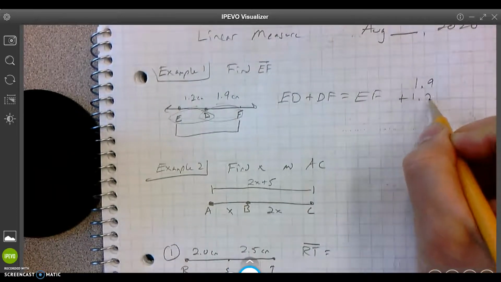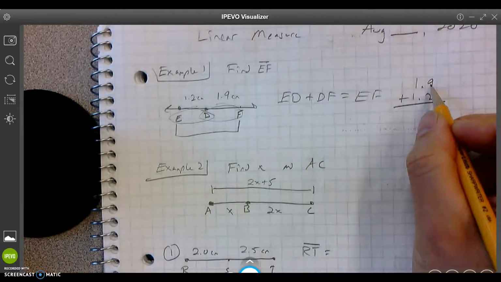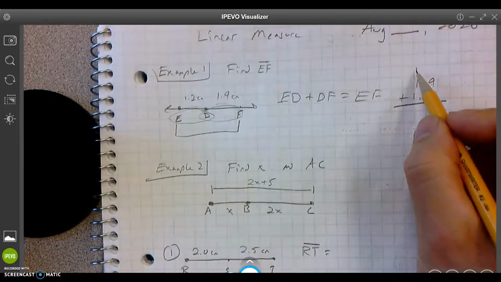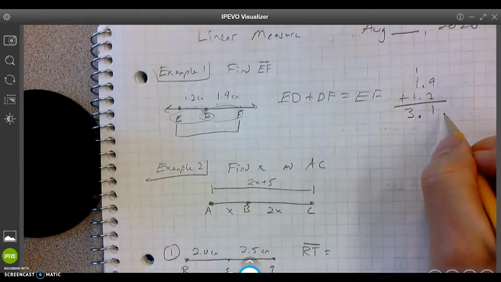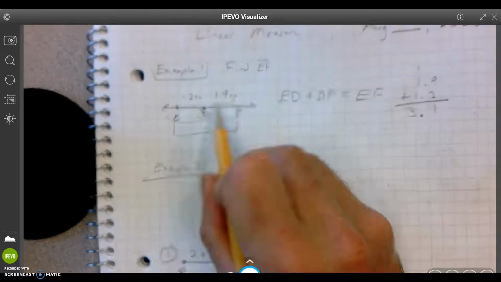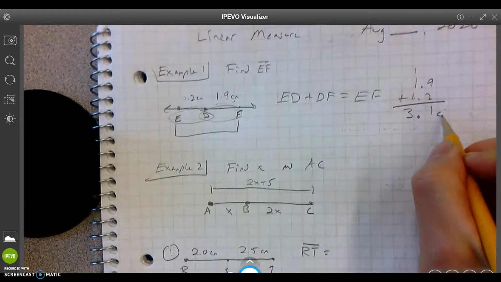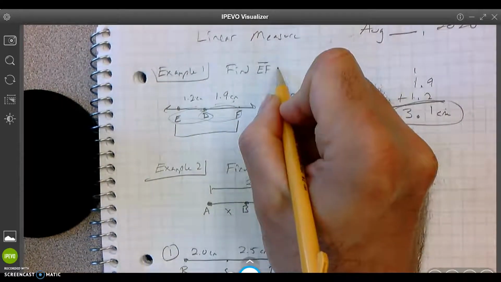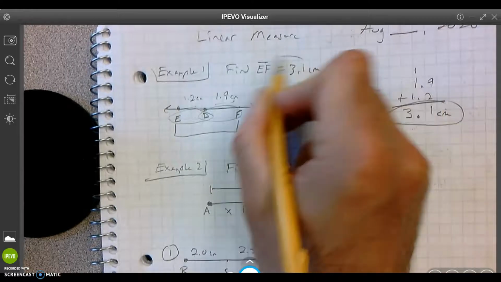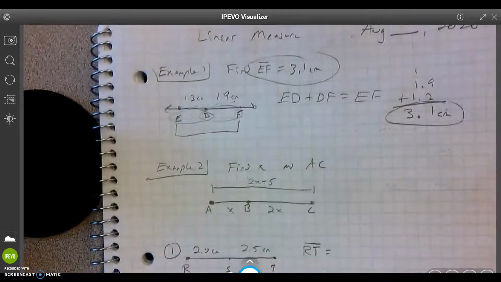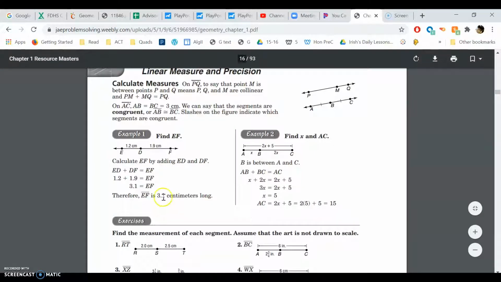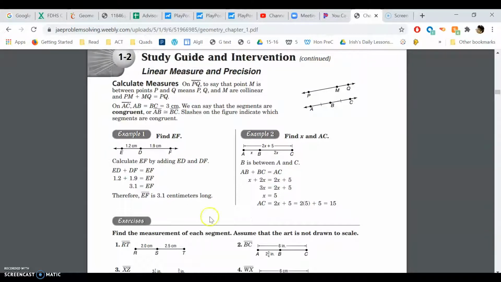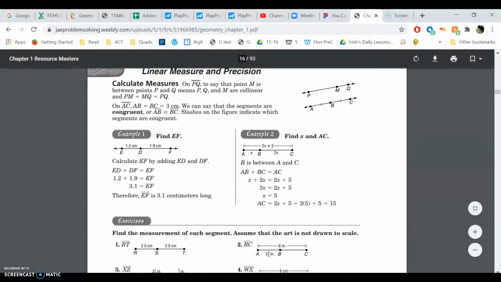1.9 plus 1.2. 9 plus 2 is 11. Bump the 1. 1 plus 1 plus 1 is 3. And so it's 3.1. Don't forget the units. What's the units? Oh, yeah. Centimeters. Bam. So EF is 3.1 centimeters. Got it. Easy. Let's double check to make sure we got it right on the problem. Bam, right there, we got it. Okay, so always do the examples and then make sure I have it right there. Okay, let's do example 2.